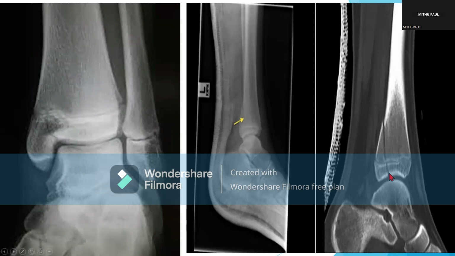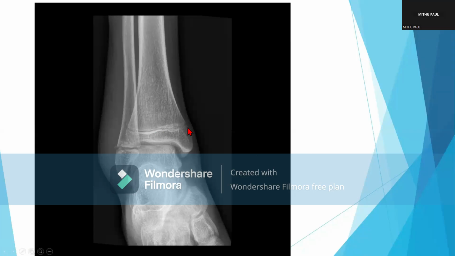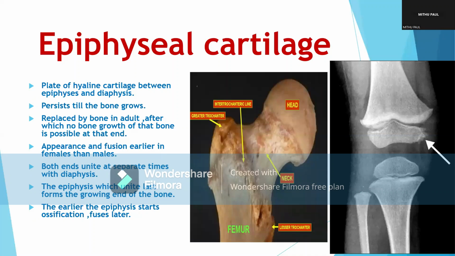In type 4, the fracture line is cutting the epiphyseal cartilage, so also the developing bone in the region of the diaphysis and epiphysis through and through. And this is a sort of crush injury occurring at the region of the epiphyseal cartilage. So these are all some radiological evidences of Salter-Harris classification.